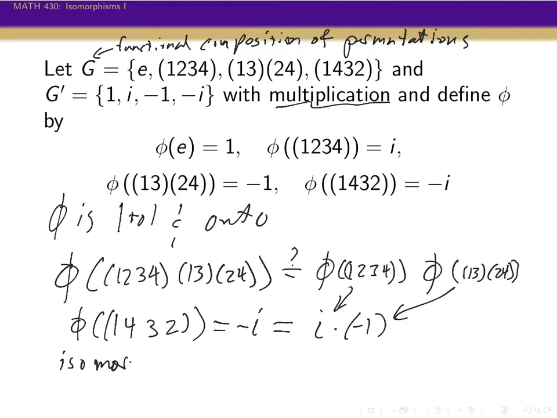isomorphic, this is corresponding to Cayley tables agree with each other. Okay, and so if we did the whole Cayley table for this group of permutations, we get something that looks like the Cayley table for 1, i, minus 1, and minus i.